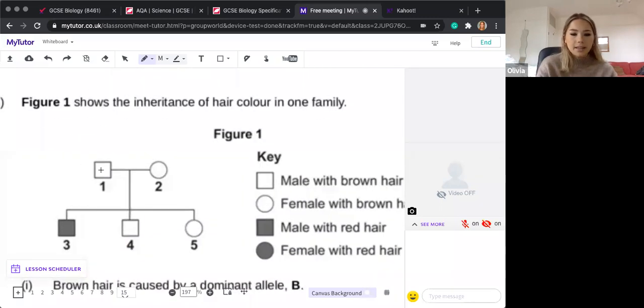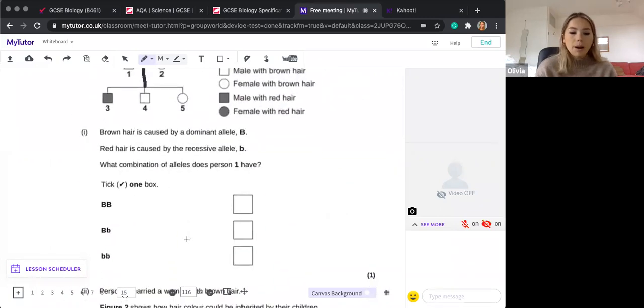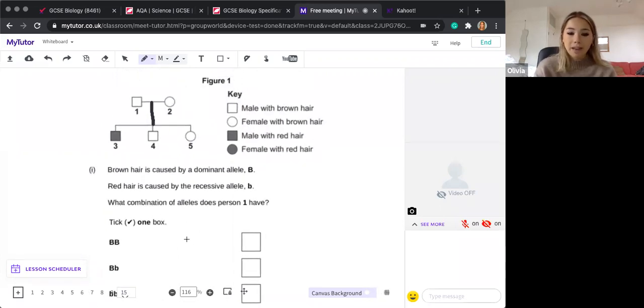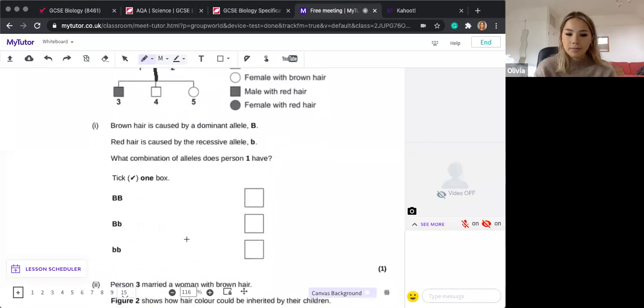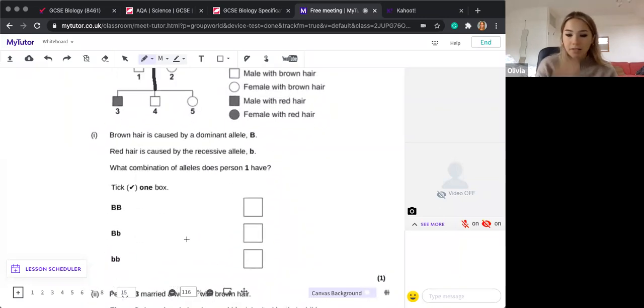So we can see here, this is the mum, this is the dad, and they both have brown hair. They come together, and they've got 3 children: a male with red hair, a male with brown hair, and a female with red hair. Brown hair is caused by a dominant allele, big B, and red hair is caused by the recessive allele, little b. What combinations of alleles does person 1 have? If it's a male with brown hair, we know it must be one of these, but which one would it be? I can see we've got a mix here.